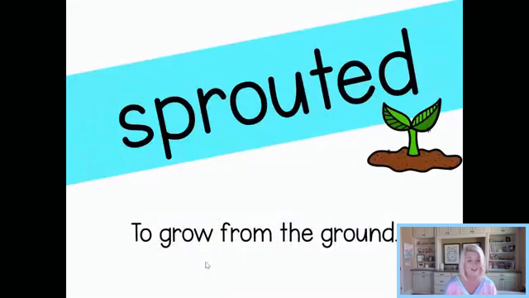Before we start, I just wanted to share with you some vocabulary that may help you understand the story a little better. Now, like I said before, if we were in the classroom, I wouldn't be giving you the definition for these words. We would be talking about them and figuring them out together. But since we don't have the benefit of doing that, I'm just going to give you the definition. So the first vocabulary word we're going to talk about is sprouted. And sprouted simply means to grow from the ground.